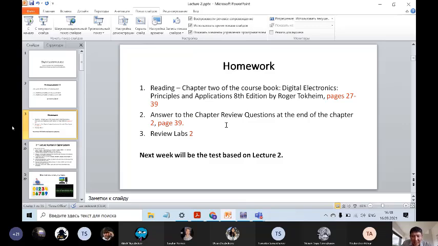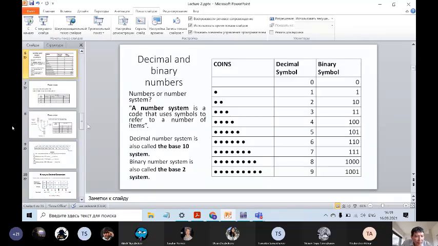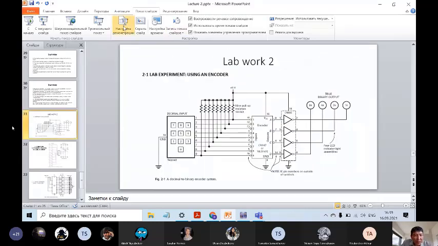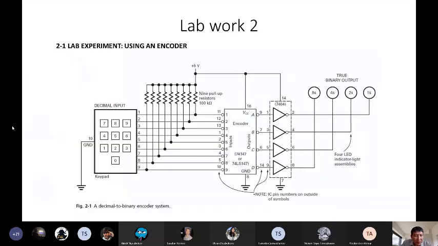Labs and test are the main source for your grading. Of course, I will also check homework and other assignments. Sometimes I also grade based on the homework, but it will be additional. So the main things are the test and labs. Review lab 2 for tomorrow's work; I also uploaded it to Moodle.